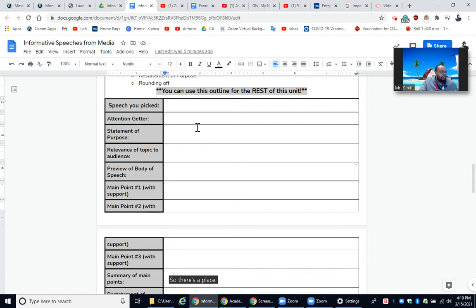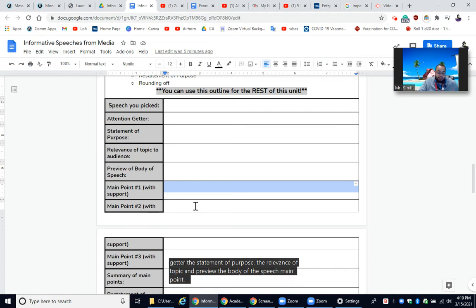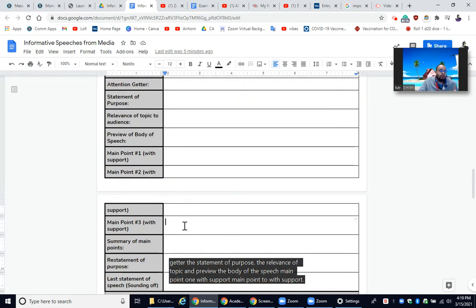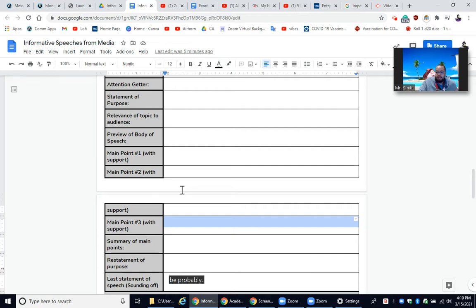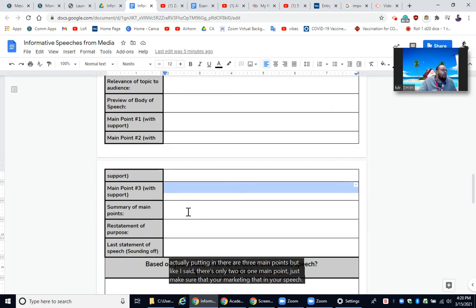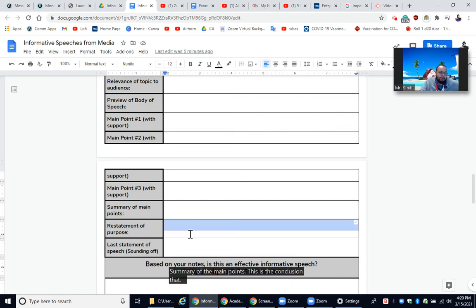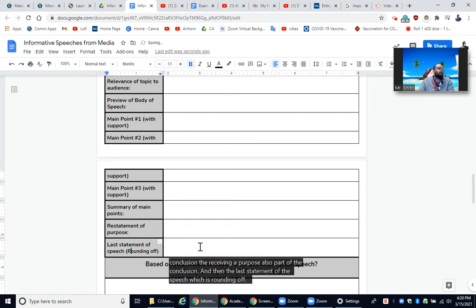So there's a place for you to write the attention getter, the statement of purpose, the relevance of topic, the preview of the body of the speech, main point 1 with support, main point 2 with support, and main point 3 with support. These 3 boxes should be probably the most writing that you're going to end up doing. Okay, so please make sure that you're actually putting in their 3 main points. But like I said, if there's only 2 or 1 main point, just make sure that you're marking that in your speech. Summary of the main points. This is the conclusion, the restatement of purpose, also part of the conclusion, and then the last statement of the speech, which is rounding off. So the last line of the speech, you're going to type that right here in this last box.